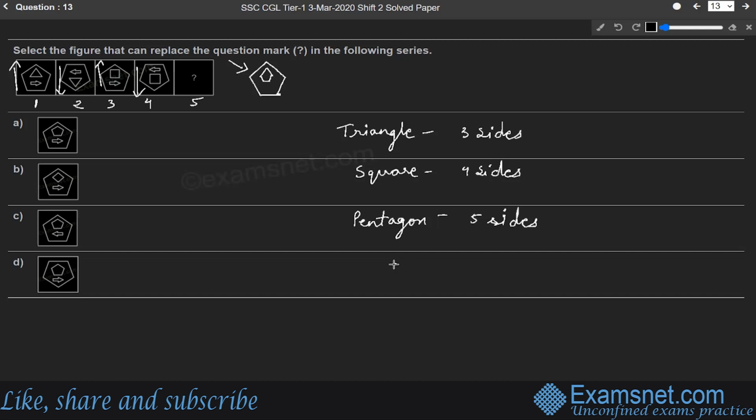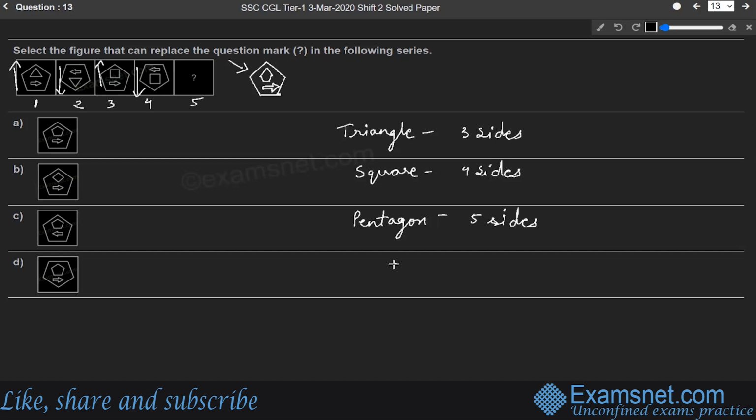looking at the last part, that is the arrow, you can see that in the first picture, the arrow is facing in the right direction. In the second picture, the arrow is facing in the left direction. Then in the third picture, the arrow is facing in the right direction again. And in the fourth picture, the arrow is facing in the left direction. So it is obvious that it is going right, left, right, left. So in the fifth figure, it will be facing in the right direction. So it will be made in this way.